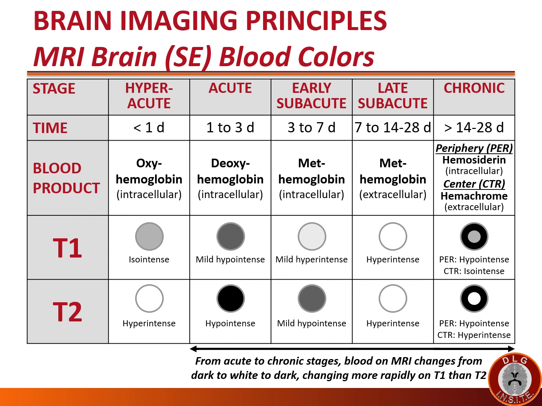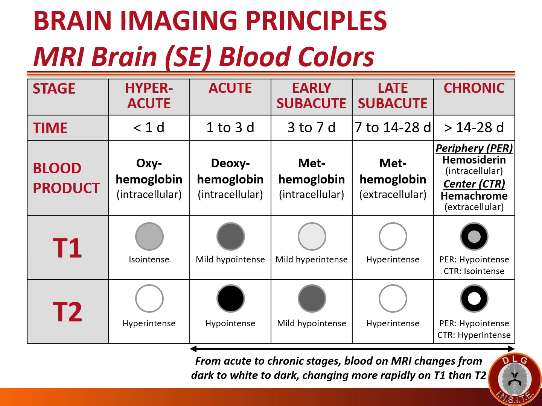Blood and blood products change colors over time on different MRI brain images. In the hyperacute phase, when the blood is less than 1 day old, the primary blood product that shows up on MRI is intracellular oxyhemoglobin. On T1, this is isointense, gray. And on T2 weighted images, which includes T2 FLAIR, it's hyperintense or white.